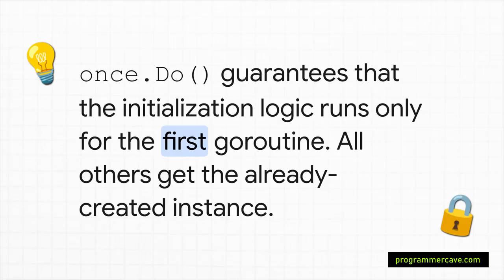So where do you actually use this? The number one use case by far is something called lazy initialization. This just means we don't set something up until the very first time we need it. Think about establishing a database connection. That can be a slow, expensive operation. You don't want to do it unless you have to. By wrapping that connection logic inside a function and passing it to once.Do, you get a guarantee. The very first Go routine that needs the database will create the connection. Every other Go routine that comes after will just get to use the connection that's already there. It's clean, efficient, and thread-safe.